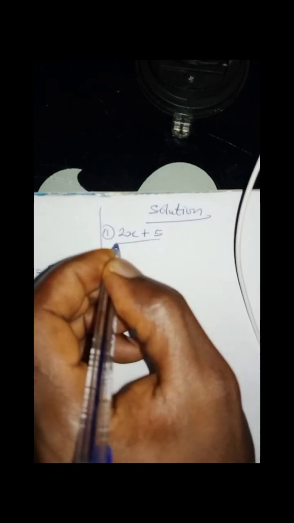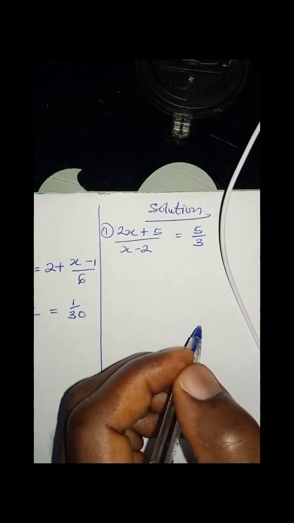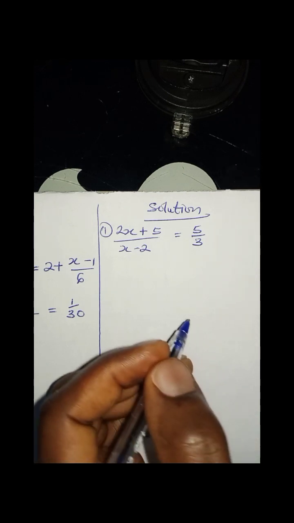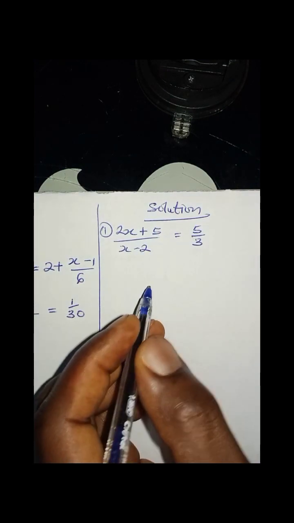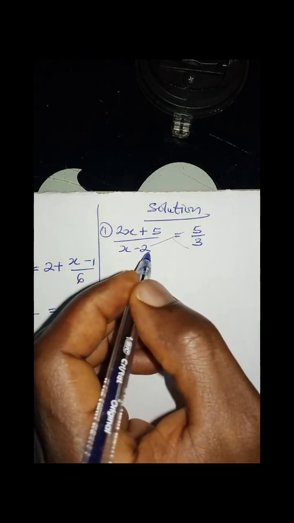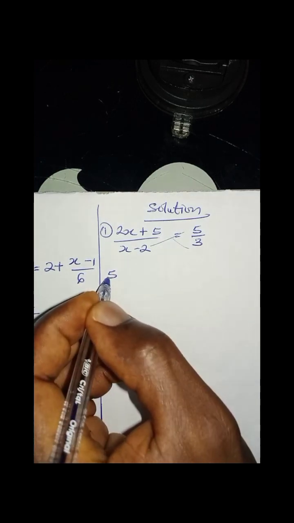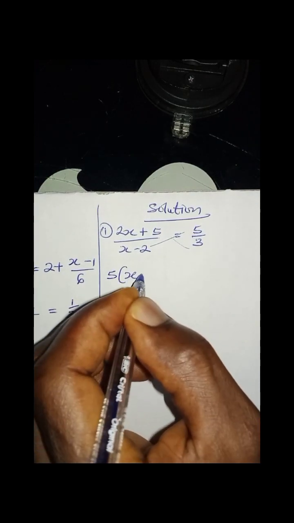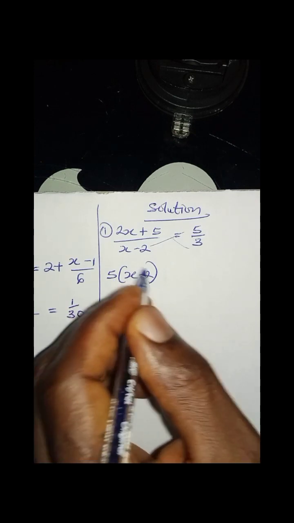Question 1 says 2x plus 5 all over x minus 2 is equal to 5 over 3. What we do in this case is we cross multiply. 3 multiplies the whole of this and 5 multiplies the whole of this. And in doing that, let's start with the 5. We can start with either of them. Let's pick 5. Then x minus 2 will be in bracket. That shows 5 is multiplying the whole of that.